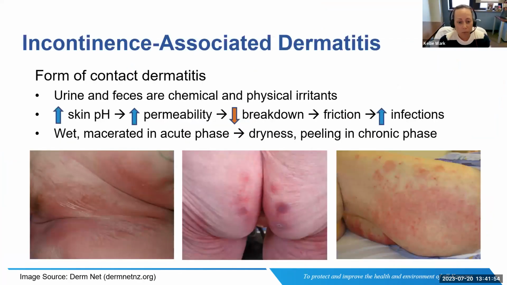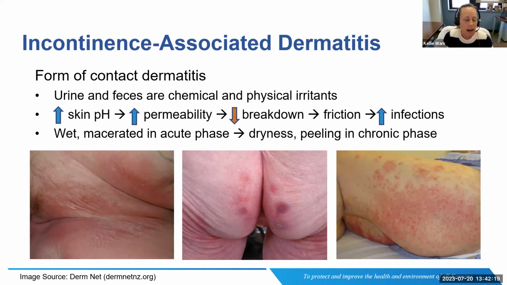So another mimic is incontinence-associated dermatitis, a form of contact dermatitis. Urine and feces are actually both chemical and physical irritants. What they do is drive up the skin pH. It increases the permeability of the skin, and that turns into an increased risk of breakdown of the dermal layer.